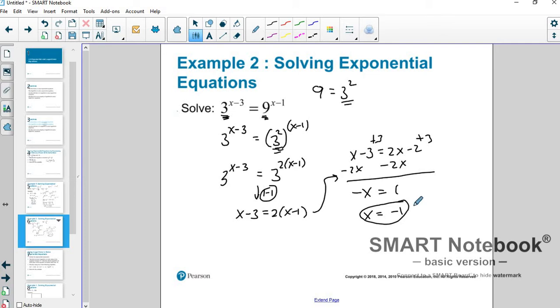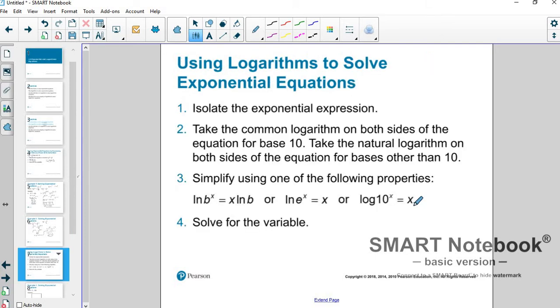So that's the way you handle it when you can get the bases to match up when they look the same. But that obviously doesn't always happen, right? And so what happens if you have something like 4 to the x equals 3? Well, certainly 4 and 3 aren't going to be the same. And so what do we need to do? We need to take the common logarithm on both sides or the natural logarithm on both sides. It really doesn't matter which one you use. They say only common log for base 10, natural log for everybody else. It doesn't matter. You can do either one, right?